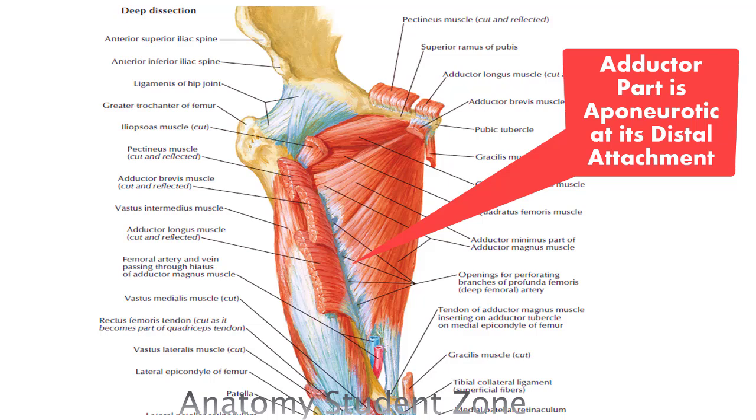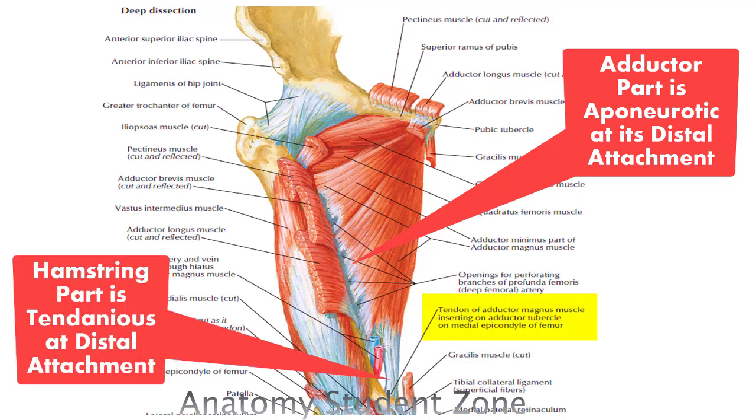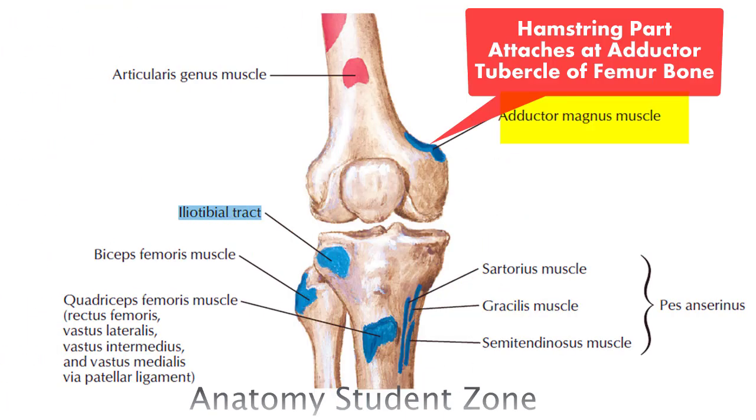It also extends on a medial supracondylar ridge of a femur inferiorly. So the hamstring part is having tendinous distal attachment. As I told you, adductor part was having aponeurotic distal attachment. So this tendinous distal attachment is to the adductor tubercle of a femur bone as shown here.